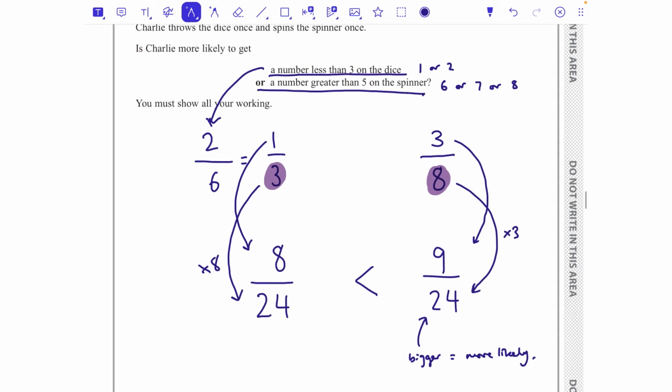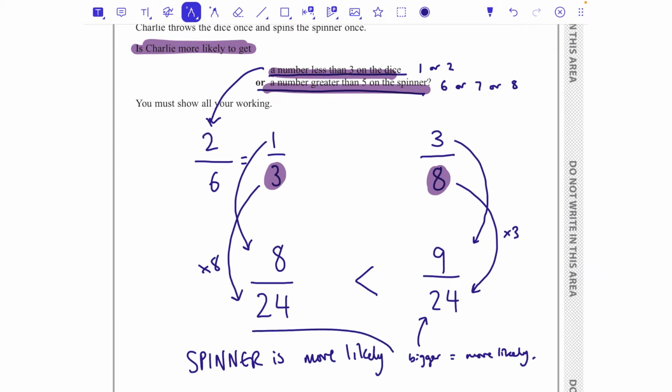So going back to the question, is Charlie more likely to get this or this? Our answer is going to be the spinner is more likely.